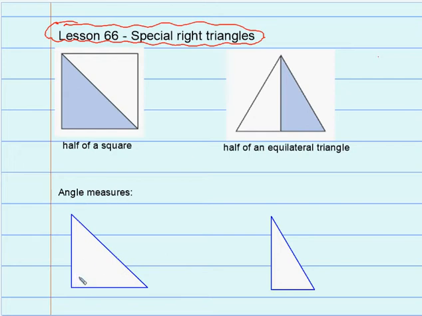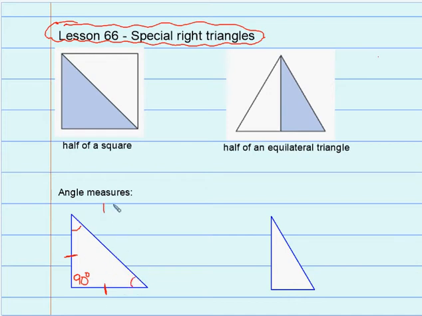This angle is 90 degrees because it's the corner of a square, and that angle has to be 90 degrees. We also know that the side lengths are the same on those two legs of the triangle because it's a square. What that means then is that we have an isosceles triangle, so our base angles have to be the same.